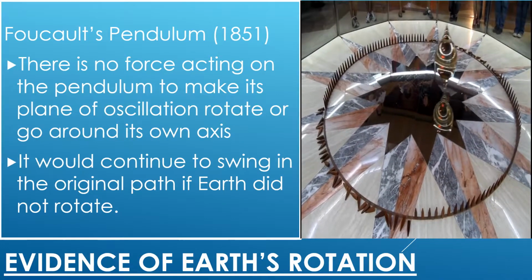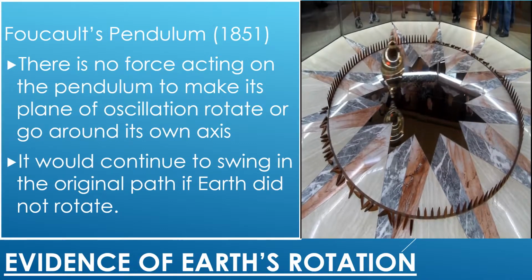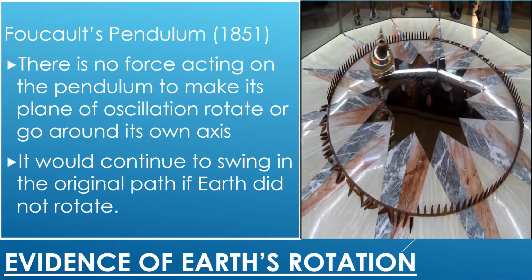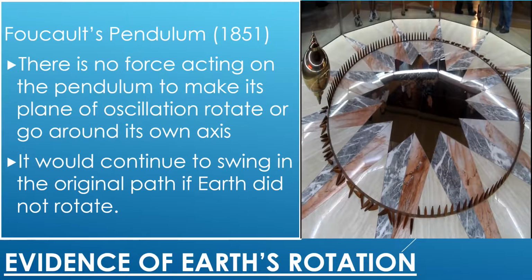So it would continue to swing in the original path, never hitting anything but maybe one or two of these little wooden things, if it weren't for the fact that the Earth is spinning. So the Earth is actually spinning beneath this pendulum in a counterclockwise manner. And so as the pendulum swings throughout the day, it hits different pegs. It's pretty wild, because it's kind of going by that whole idea that an object in motion will stay in motion in a straight line. The pendulum is staying in a straight line, okay? But the Earth itself is rotating beneath the pendulum.